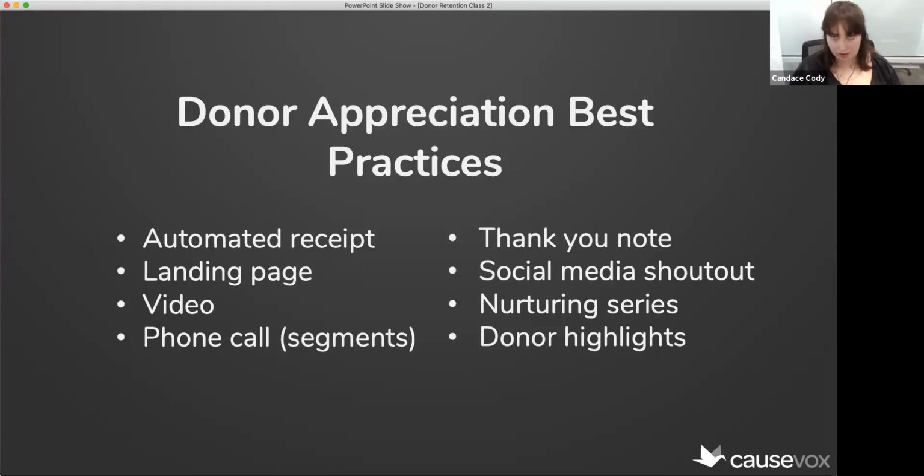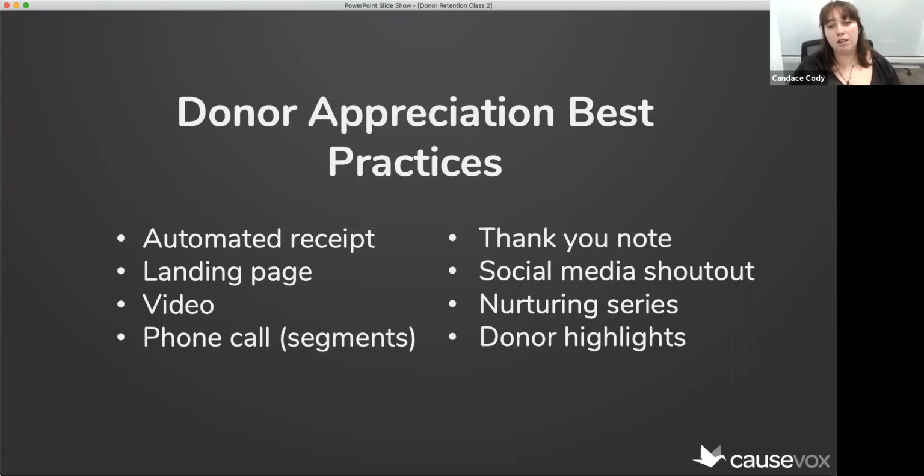Also having that personalized thank you note. Social media shout outs are a great way to acknowledge a donor. It makes them feel super special to be acknowledged by your organization in a public sort of setting. We also talked a lot about nurturing series last time, so making sure that the donors are enrolled in a nurturing series that also reinforces your appreciation of them.